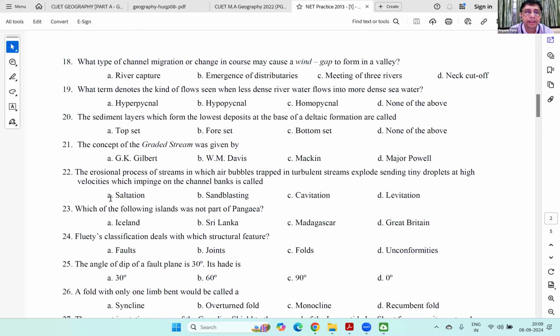All right. Then a fold with only one limb bent. A fold that has only one limb, only one limb is bent. Then what is that fold called? Syncline, overturned, monocline, recumbent.